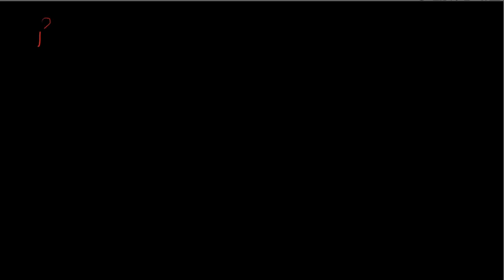I want to solve 1 squared minus 2 squared plus 3 squared minus 4 squared all the way up to 99 squared minus 100 squared. The way we're going to approach this problem is to look at two terms at a time.